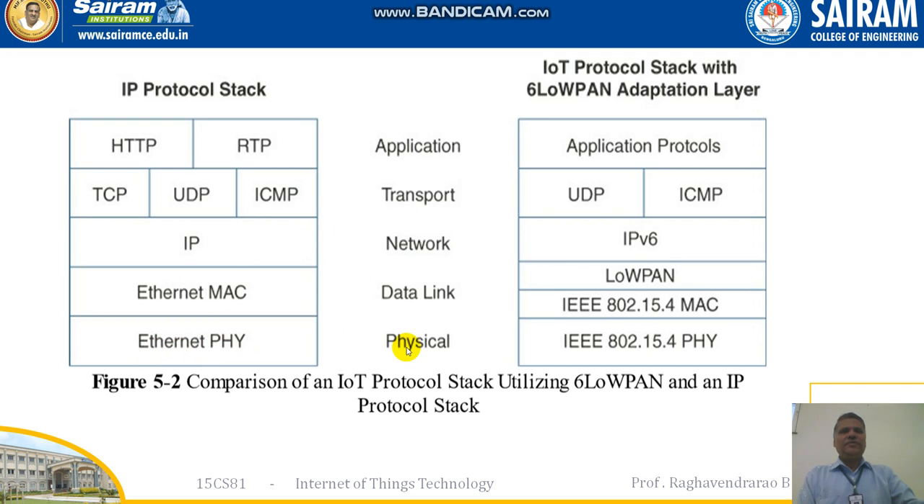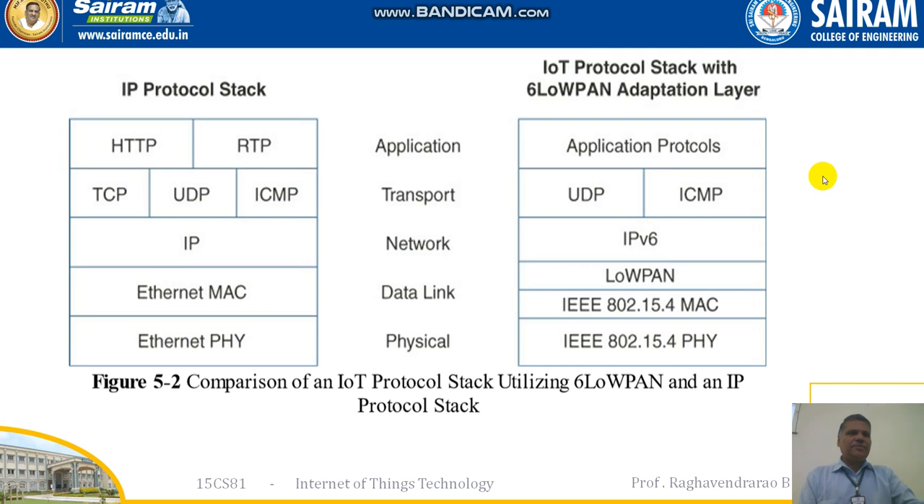In IP we have the 5-layer network: physical layer, data link layer, network layer, transport layer and application layer. In the IP protocol stack, we have the Ethernet physical layer and Ethernet MAC layer, which work under the physical and data link layers. In the network layer we have IP, the Internet Protocol, and in the transport layer we have TCP, UDP and ICMP. Finally, in the application layer we have HTTP as well as RTP.